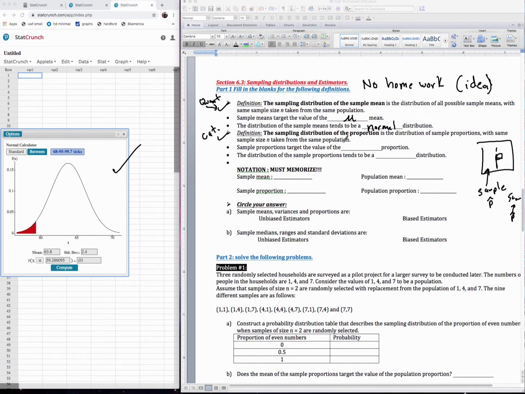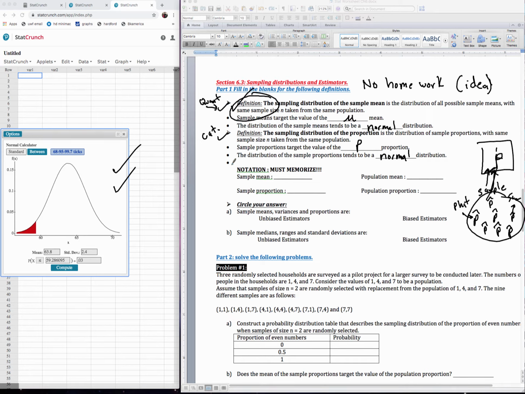So there's a whole bunch of p-hats. Every sample p-hat is probably going to be a little different. All these p-hats target the truth. The distribution of the sample proportions tends to be a normal distribution, which is nice because we could use this to solve the problems. This one here is the one we're going to be working with.